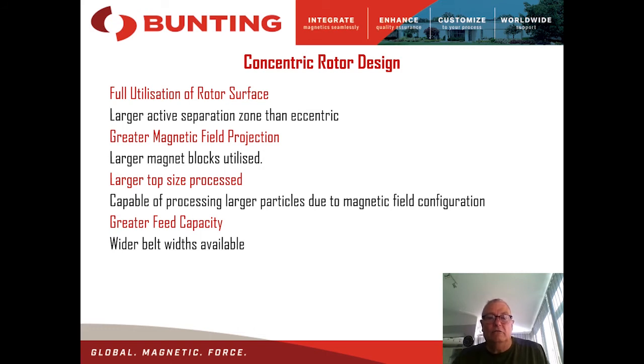Concentric rotors use all the rotor surface. We have a larger separating zone than an eccentric. We have a greater magnetic field projection because we have more magnets in the separating zone, and we can use bigger blocks of magnets. We can process a larger top size, which is important for some applications. We have a greater feed capacity, and also greater belt widths are available in this type of design.